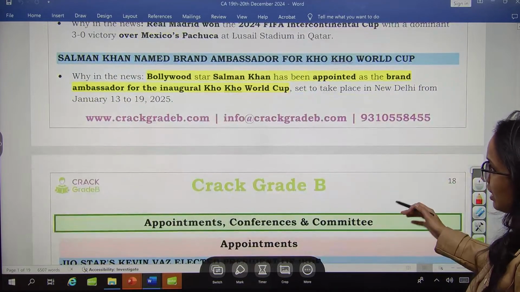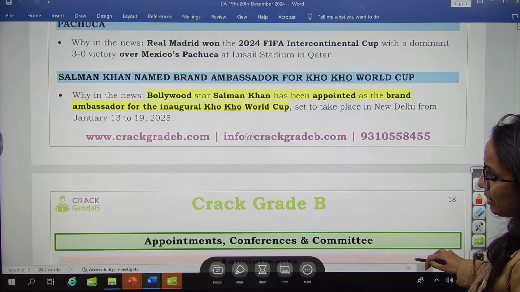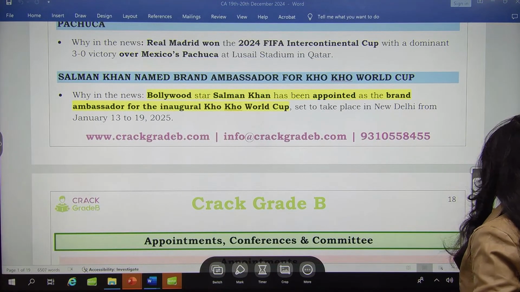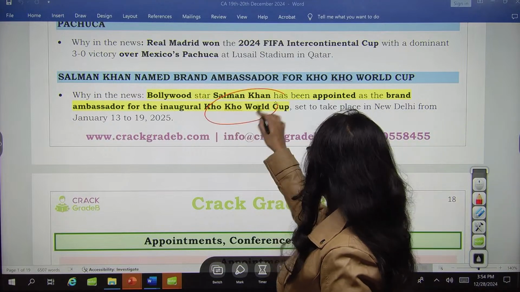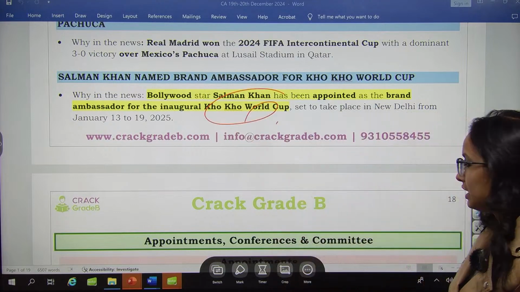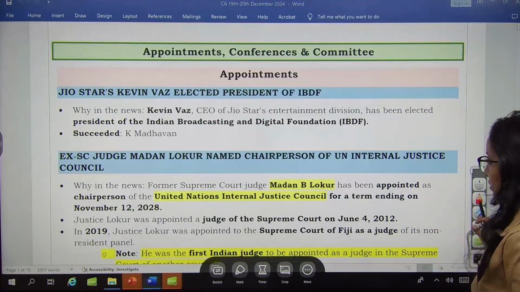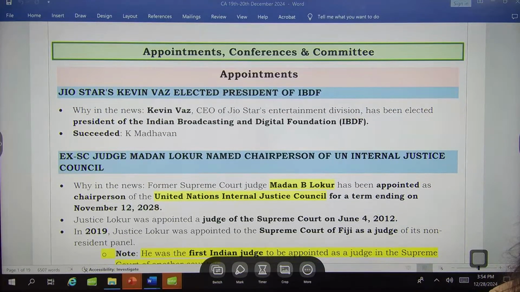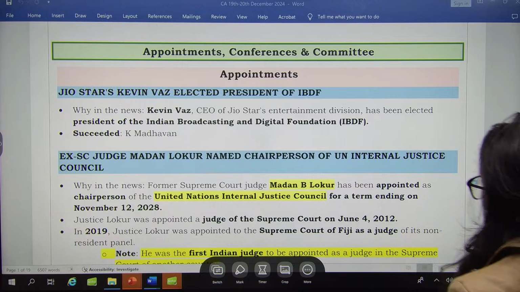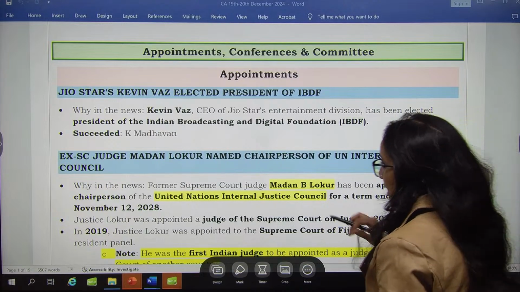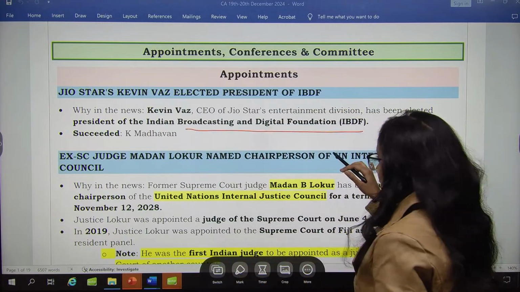Then your Bollywood star Salman Khan has been appointed as the brand ambassador for the inaugural ceremony of the Kho Kho World Cup. Kho Kho World Cup is scheduled to take place in Delhi from January onwards. Appointments, conferences and committees. In the appointment section, we have Kevin Vaz elected as president of the Indian Broadcasting and Digital Foundation.